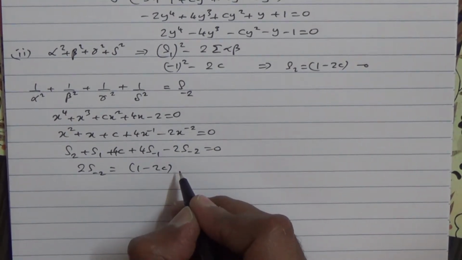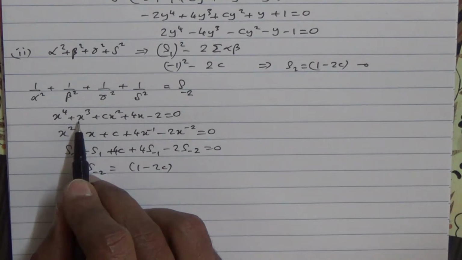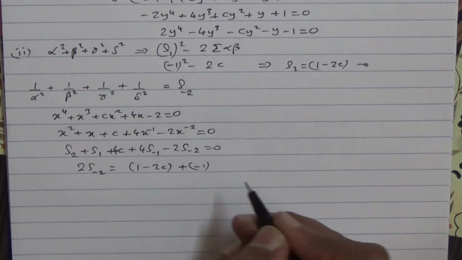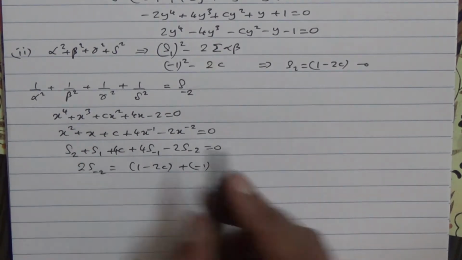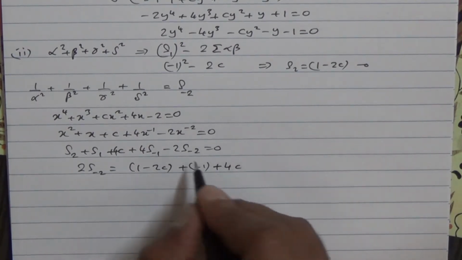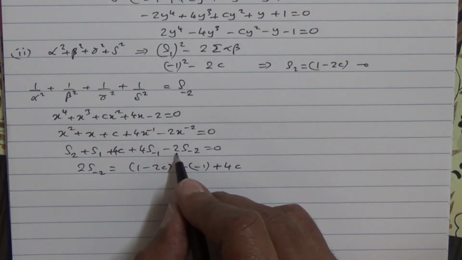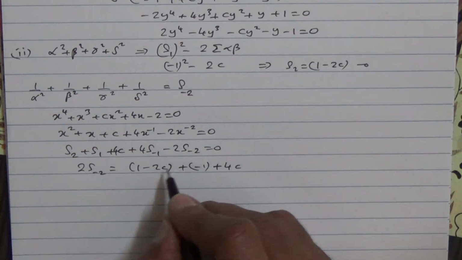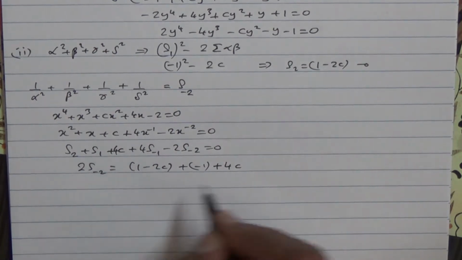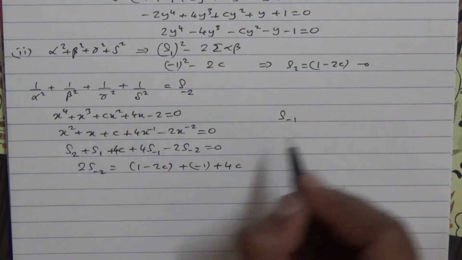Plus S1, and S1 is basically minus b over a, which is equal to minus 1, so plus minus 1, plus 4c, and then we have 2 times S minus 2 on the other side, 4c plus 4 S minus 1. What is S minus 1? Basically S minus 1 is 4 divided by minus 2.